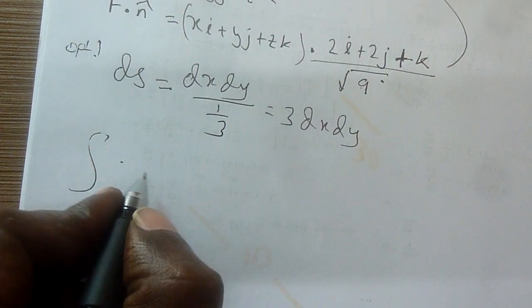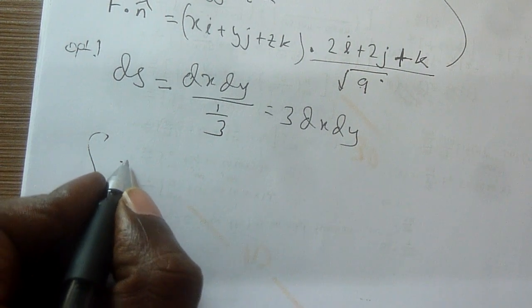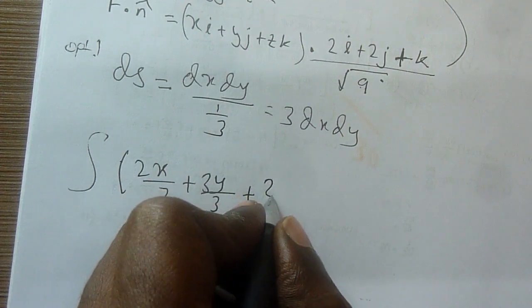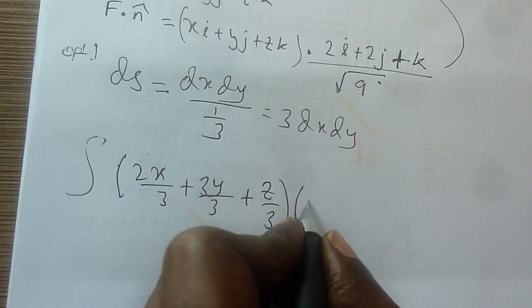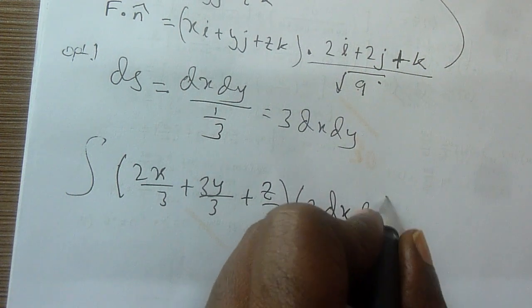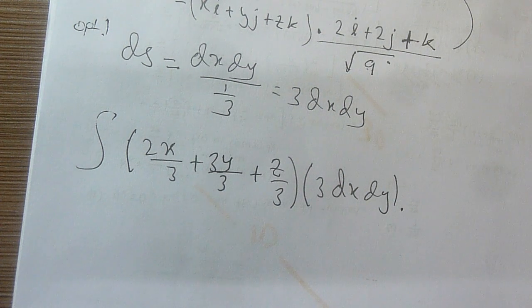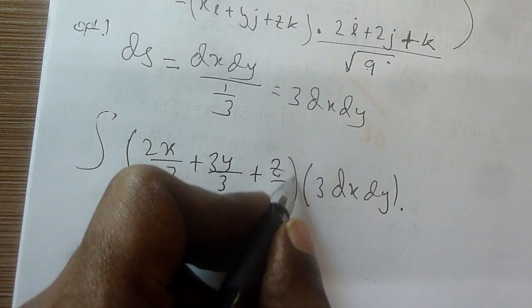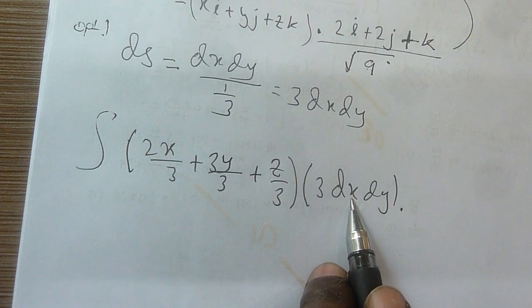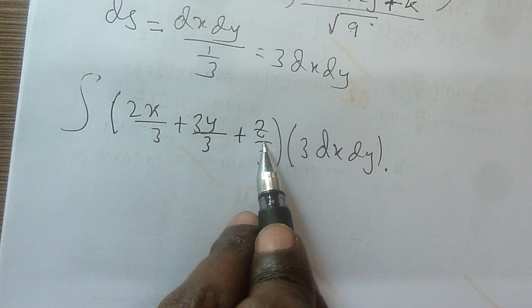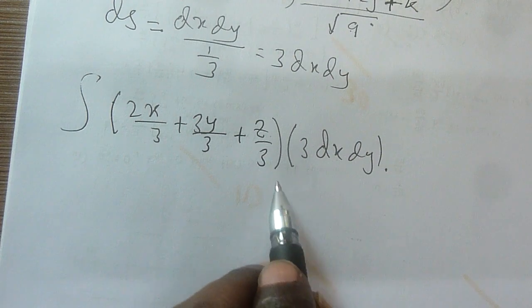That means you can get this: 2x, 3y, plus z, times 3 dx dy. Okay, the big challenge here is what is z. What is z here? We know x and y are referenced here, but not the z. Z is a big challenge here. Okay, the big challenge will be z.